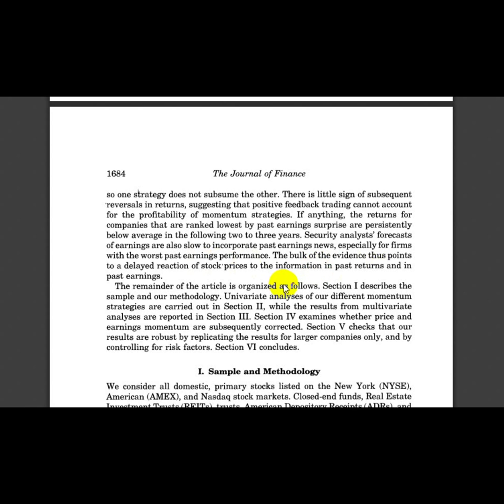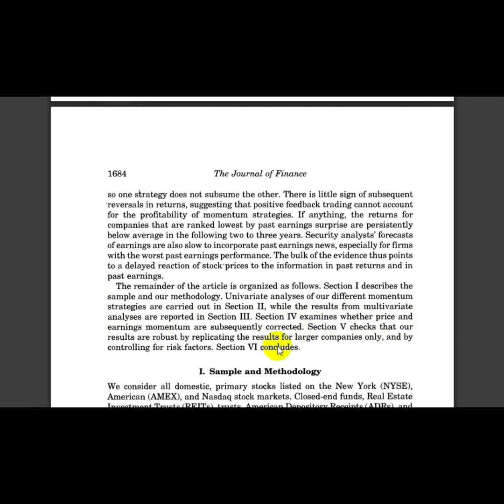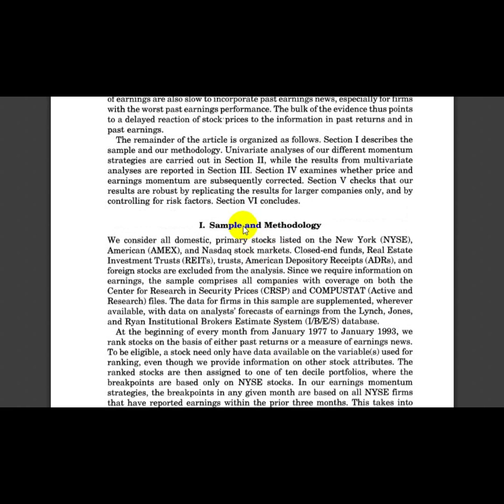So their paper is organized like this. Section 1 describes the sample and their methodology. Section 2 has univariate analysis of their different momentum strategies. Section 3 has the results from their multivariate analysis. Section 4 examines whether the price and earnings momentum are subsequently reversed. Section 5 tries to determine if their results are robust. And Section 6 concludes. Alright, let's look at Section 1, sample and methodology.